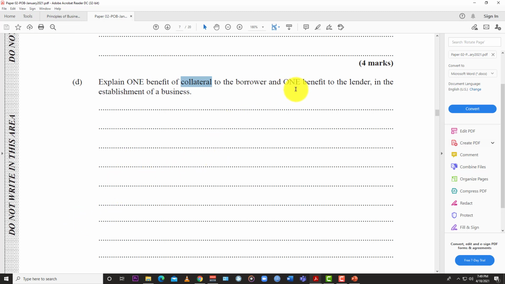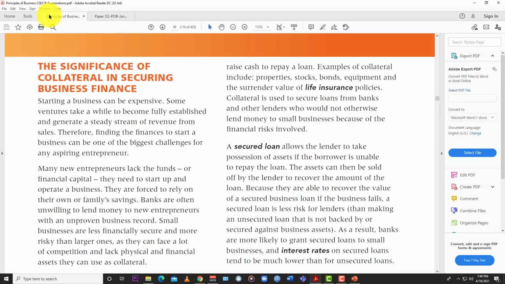Now the advantage, the benefit to the lender, the bank, is of course very simple. The bank has some sort of reassurance that if you fail to pay, they can recoup their money, they can get back their monies. And so the bank would be willing to lend you because they know that they can sell the asset, sell the collateral, and get back their money.